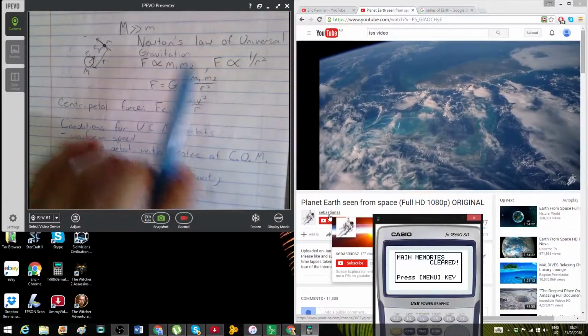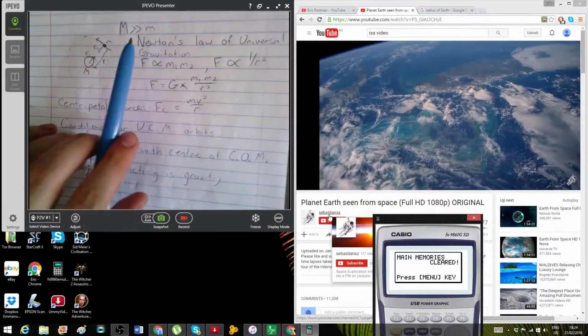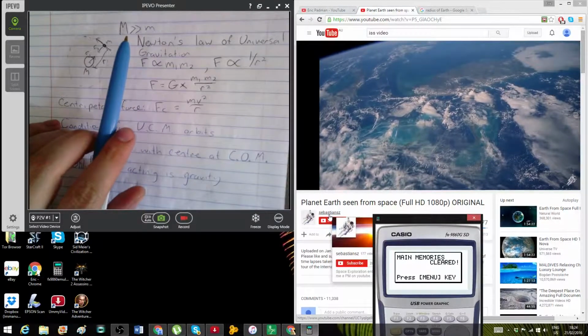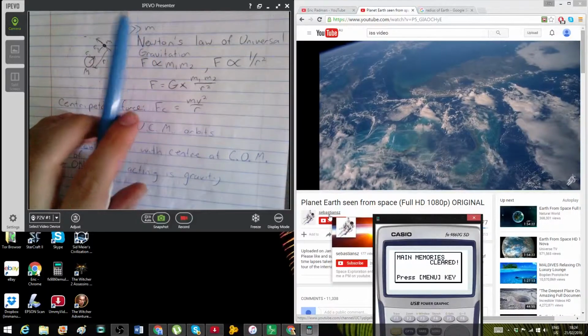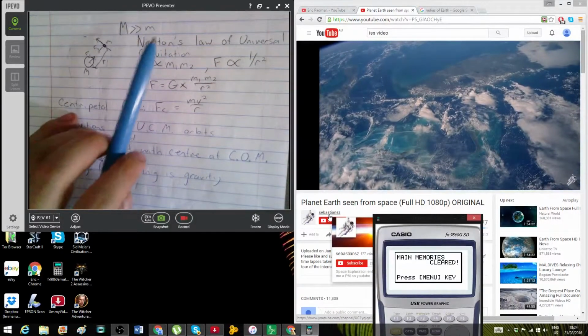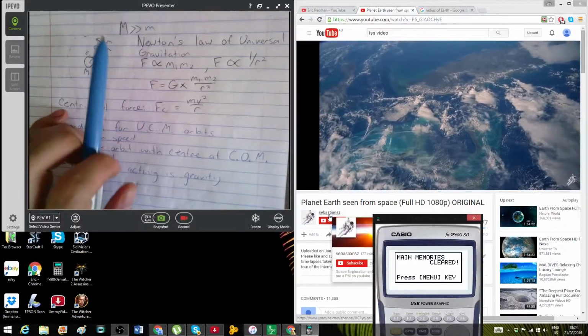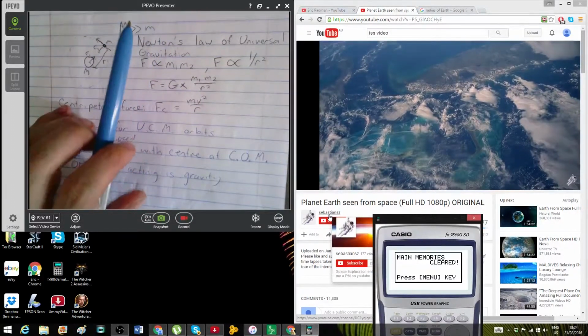Alright, now for most of this, we're going to have a planetary mass that we just call capital M. And we're going to have another mass which is little m. And for a lot of this stuff to work, big M has to be much larger than little m, by orders of magnitude. That's why we use the double greater than symbol.